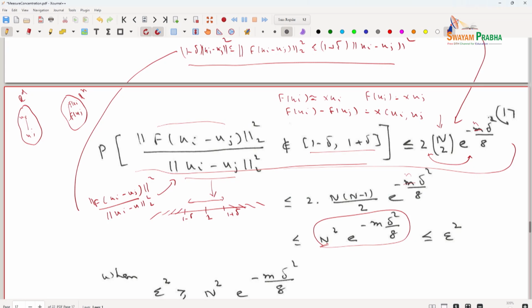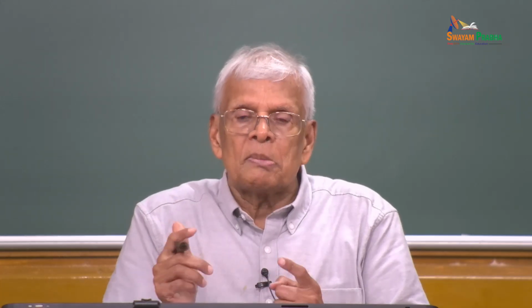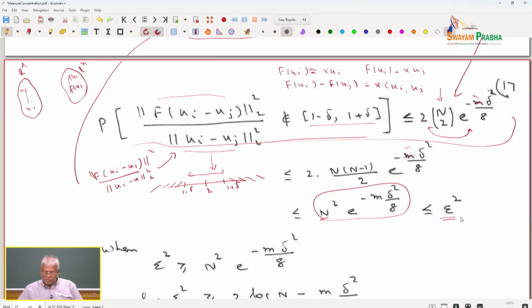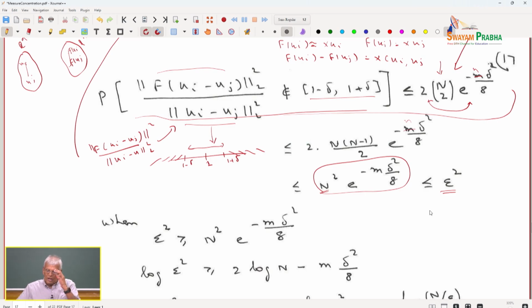If this quantity is very small, what does that mean? The probability that this ratio does not lie in the small interval 1 minus delta to 1 plus delta is very small. That means the probability it lies in the interval is 1 minus that, and I want this quantity to be less than or equal to epsilon square for some small epsilon. So epsilon is the degree of approximation, the degree of the quality. So epsilon square must be greater than n square times e to the power of minus n delta square by 8.